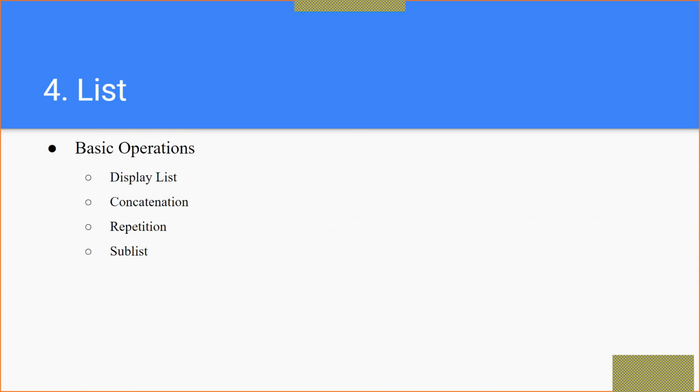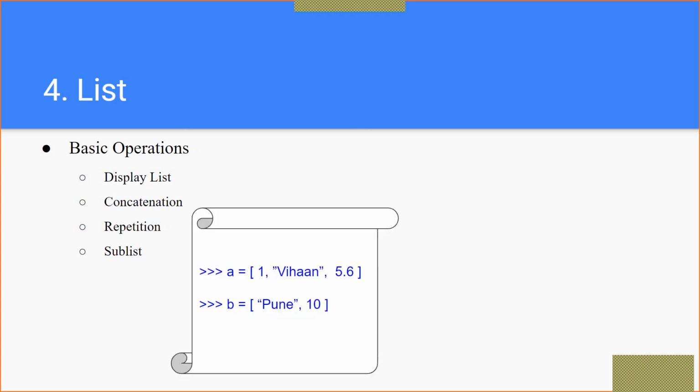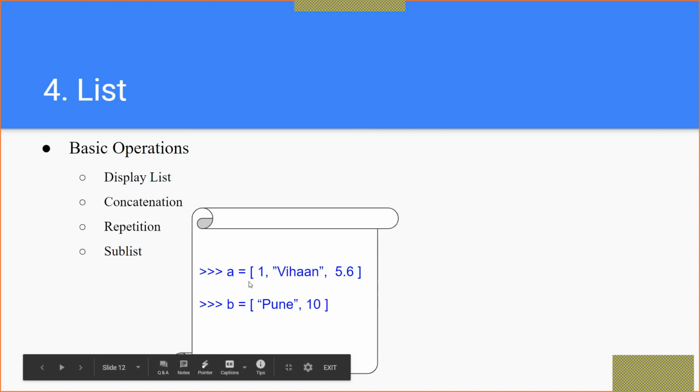Now see, these are the operations. Already I have said the three operations we can perform, so we will see them one by one: how to display, how to concatenate, how to repeat, and how to find the sublist. First, how we can display or represent that list. Suppose A is the list, and in this A, three elements are there. I have taken one element as an integer, the second is a string, and the third one is a float.